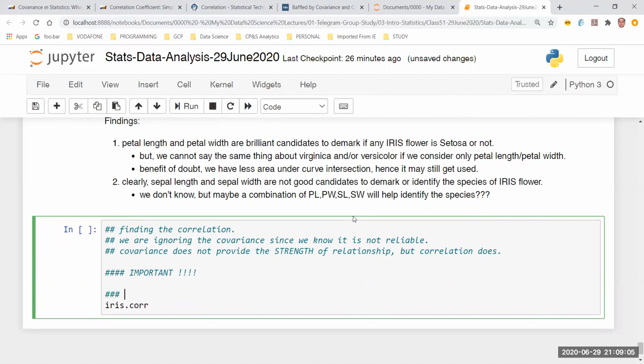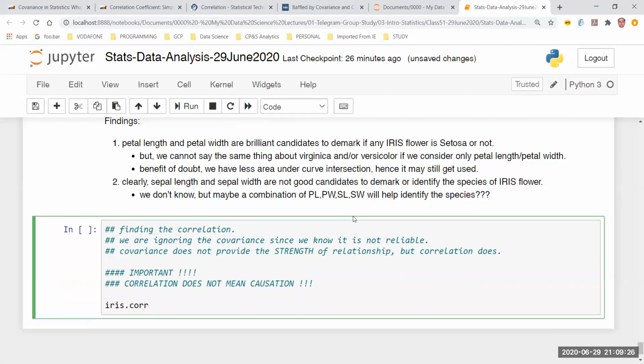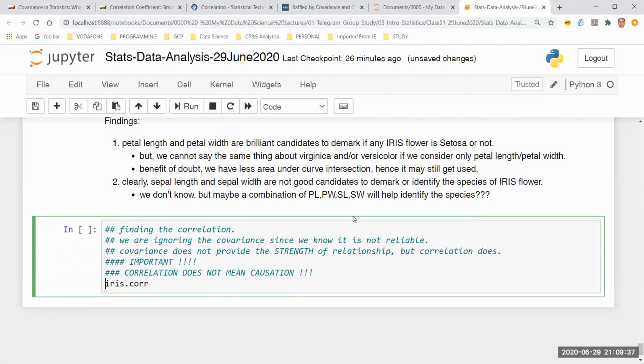Please remember this until the day you want to work as a data scientist. Correlation does not mean causation. Just because there is a correlation between x and y does not mean that x is causing y, right? So let's say you have a graph where x is increasing with y or y is increasing with x. It does not mean that x is causing the value of y. It's just a relationship and the strength that you are trying to find out. That's all. Don't try to find out a definitive answer here.